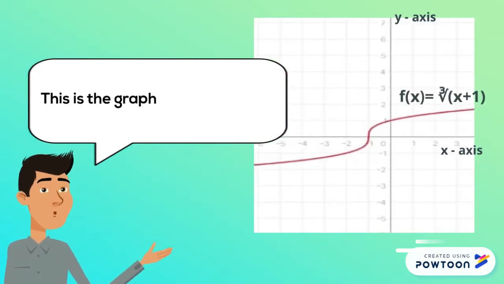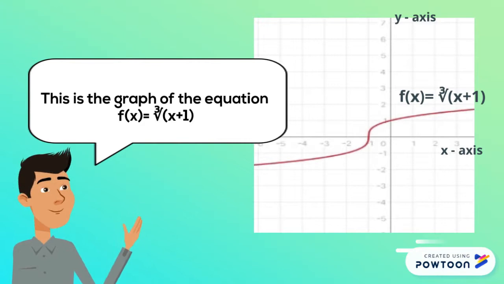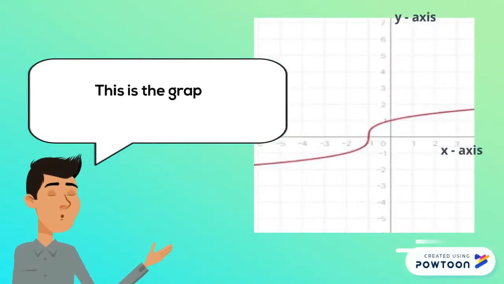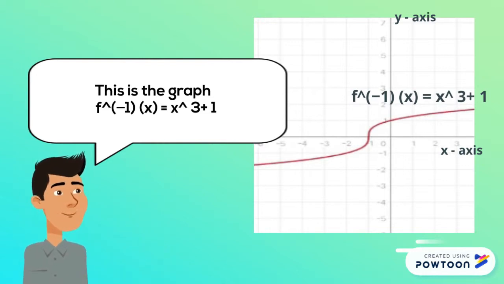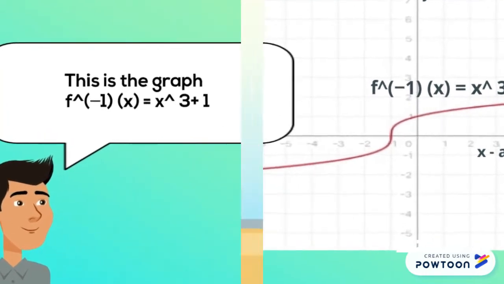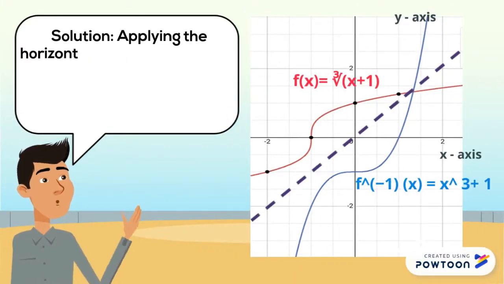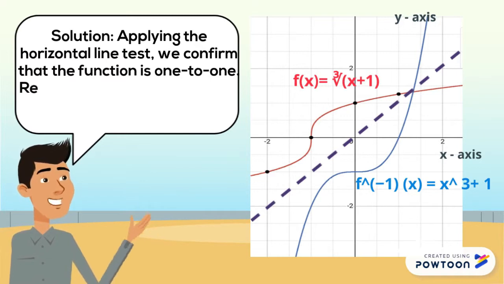Okay, this is the graph of the equation f of x is equal to the cube root of x plus 1. This is now the graph of the inverse function, f inverse of x is equal to x cubed plus 1. Solution: applying the horizontal line test, we confirm that the function is 1 to 1.